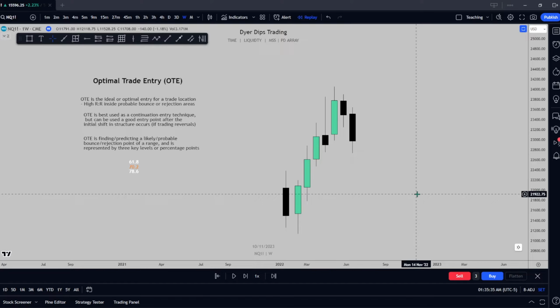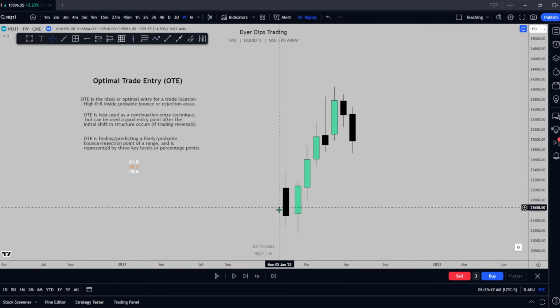Okay, so how do we actually draw OTE and utilize it on our charts? So first thing we're going to take a look at is a continuation example, and we're going to use this little drawing here on the right. So we're looking for a swing low and a swing high of a range, which creates a range.